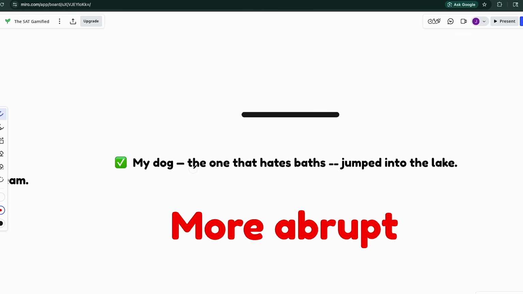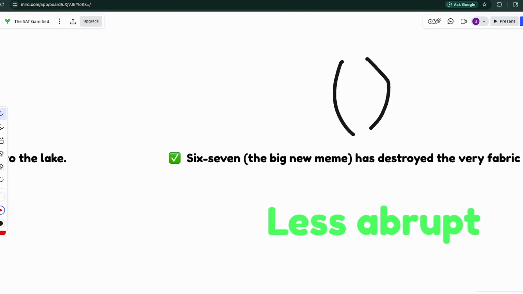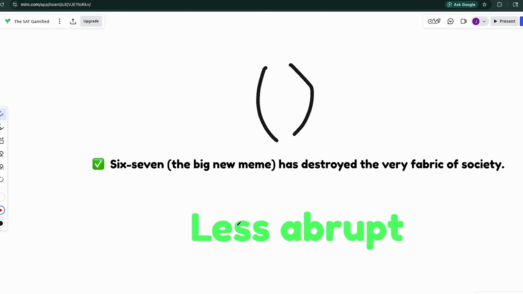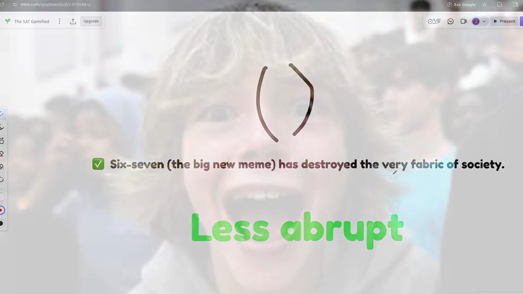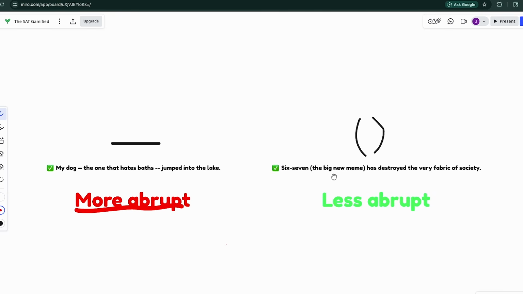Dashes are just to add an interjection in the sentence that's more abrupt. My dog, the one that hates baths, jumped into the lake. Parentheses are doing the same thing as dashes, but just less abrupt. 6'7", the big new meme, has a story of the very fabric of society. Both of these are non-essential information, so you can eliminate it and have it still make sense.